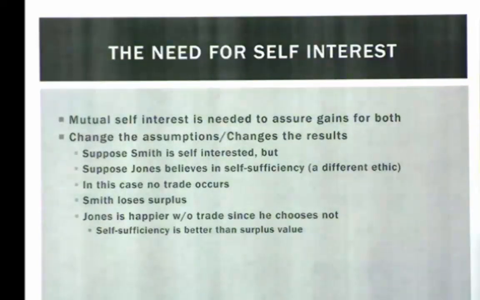So Smith or Jones might care about self-interest, might be motivated by having more of both goods, but he's going to be a little bit tentative and maybe not even be willing to engage in trade if Smith comes to him and says, tell you what, I'll give you apples for oranges, you'll be better off, I'll be better off. Wouldn't that be a great idea? Well, Jones is going to hesitate and most likely say, I'm sorry, but that's going to go against my principle of self-sufficiency.